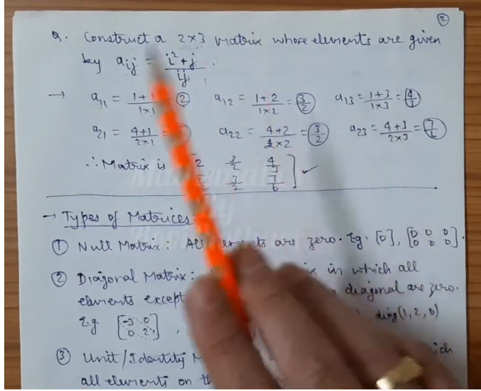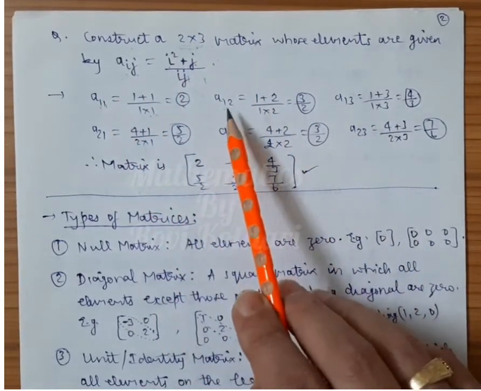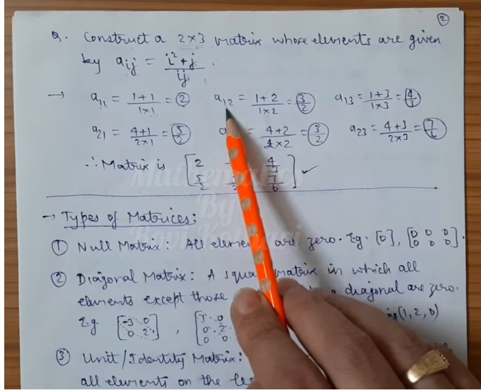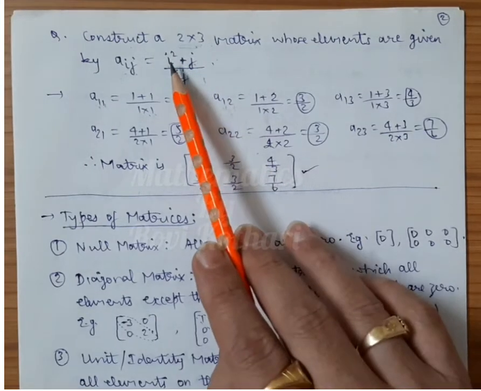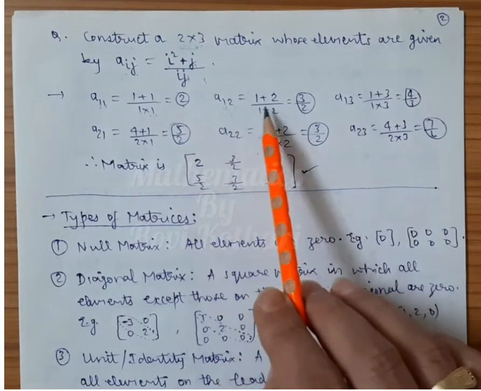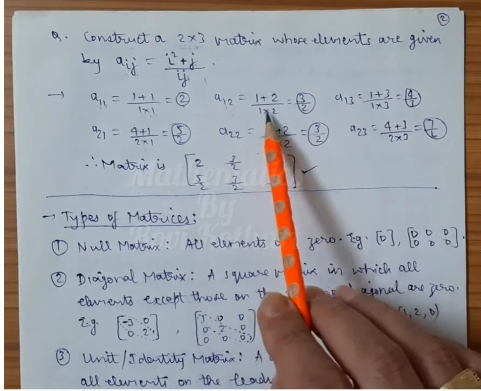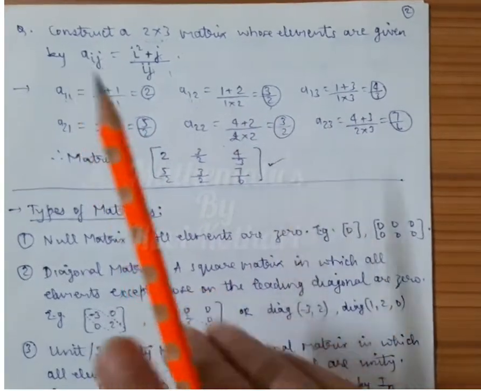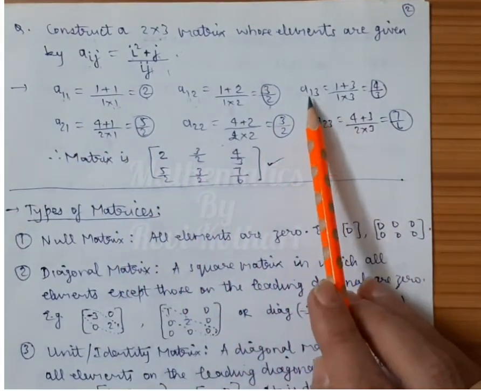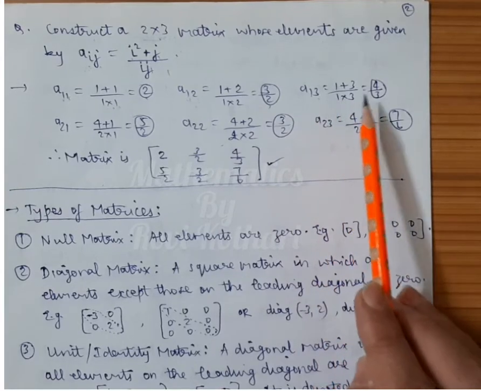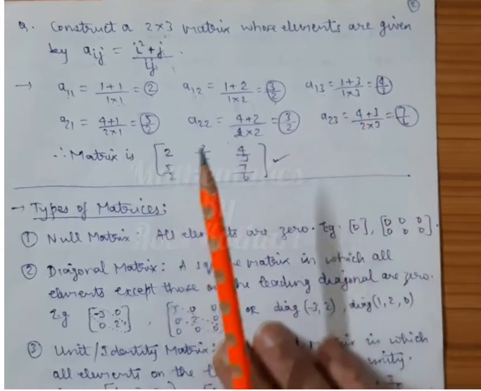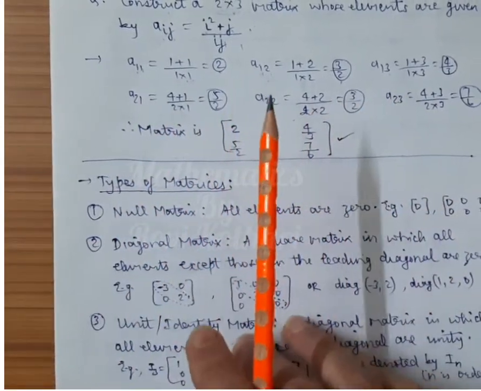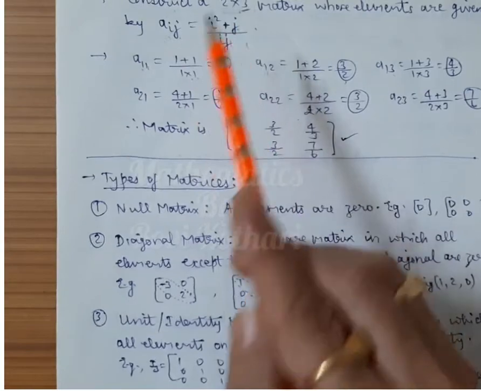Similarly, the second element would be A12, first row, second column. So i's value is 1 and j's value is 2. What do we get? We get (1 plus 2) upon 1 into 2, which is 3 by 2. Similarly, the third one is A13, which means i is 1, j is 3. Plug in the values and you get the next element. That's all for the first row, because in the first row only 3 elements could be there, as the number of columns is 3.